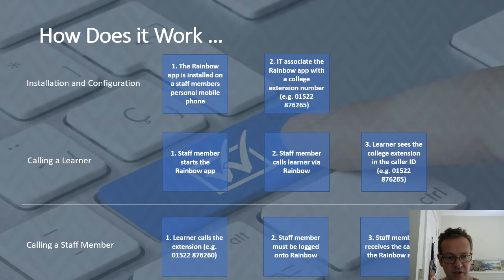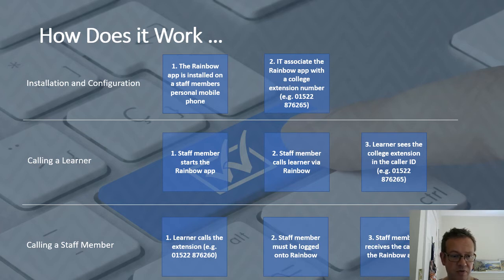The next step is calling a learner. So rather than pressing the phone button on the personal smartphone, a member of staff will start the Rainbow app, and then the staff member calls the learner using a keypad in the same way, but via Rainbow. And then when the learner sees the call coming through on their mobile phone, they get to see the Lincoln College caller ID as the caller, not the personal phone that the staff member used to make the call.